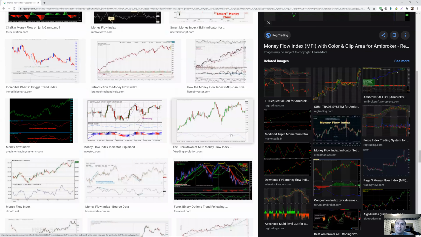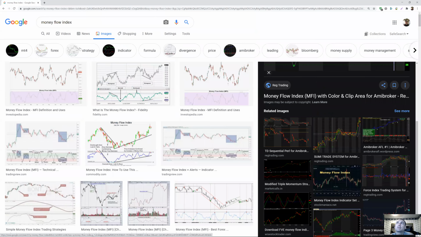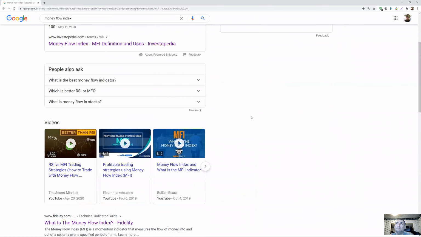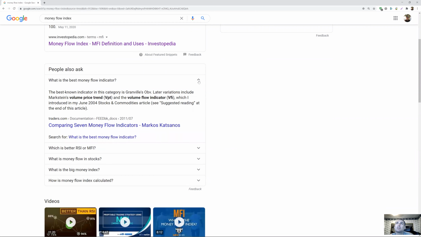All right, so I think we see enough charts. Let me just go back here. Money flow. What is the best money flow indicator? Best indicator is Granville's OBV. Later variations include market size, volume, price trend, volume flow indicator, and so on.